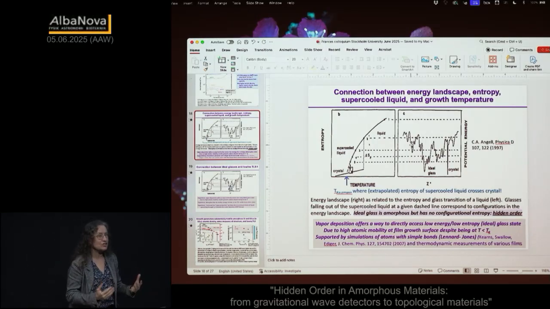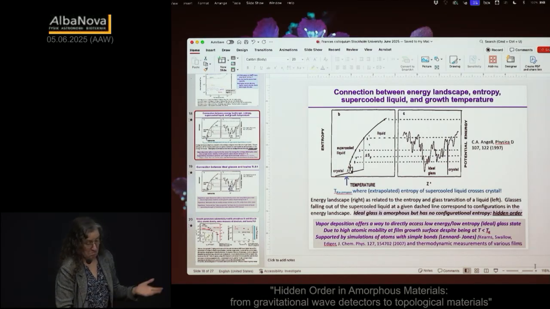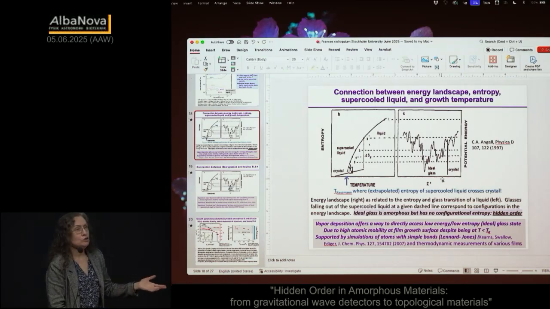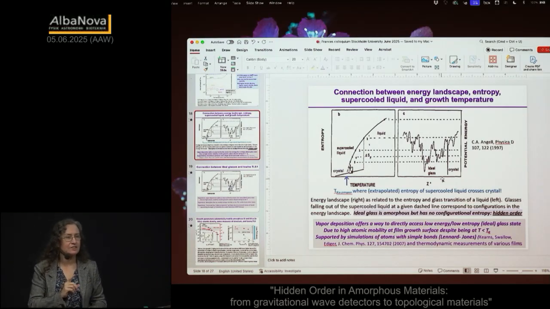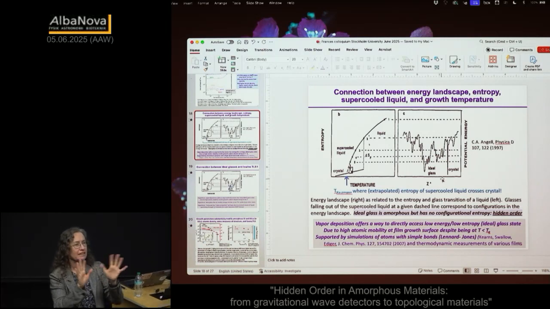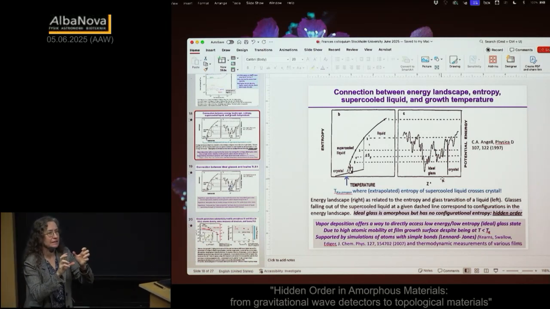There are calculations that show unique ground states. But calculations can never prove it, right? Because in a computer you get stuck. No, this is not... This is calculations of a Lennard-Jones potential. They put random atoms in there.